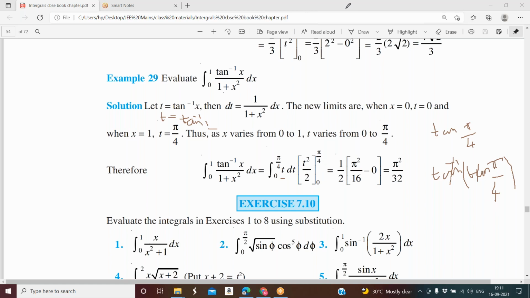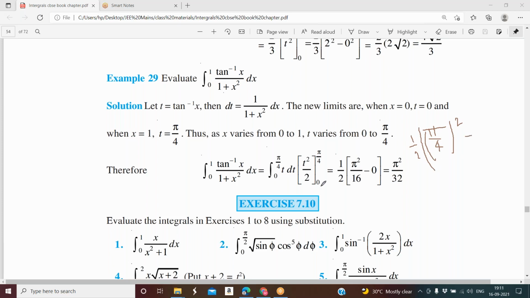Now substitute the limits. For what do we have to substitute? t. So pi by 4, since the variable is now t. So pi by 4 the whole square divided by 2. Or you can take 1 by 2 outside as common, because it's a constant. So pi by 4 the whole square minus the lower limit 0, we substitute for t, so 0 by 2 is 0. So pi by 4 the whole square by 2, therefore pi square by 16, and 16 into 2 is 32. So pi square by 32. That is the final answer.